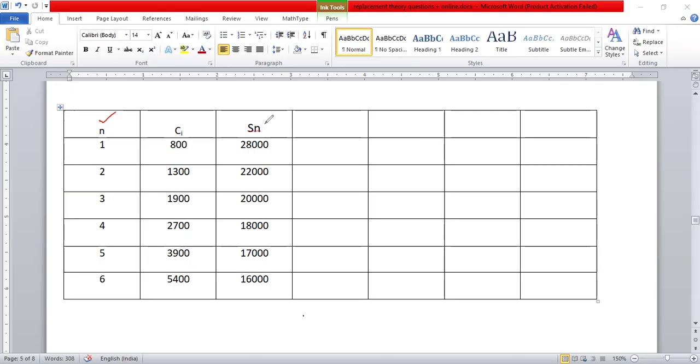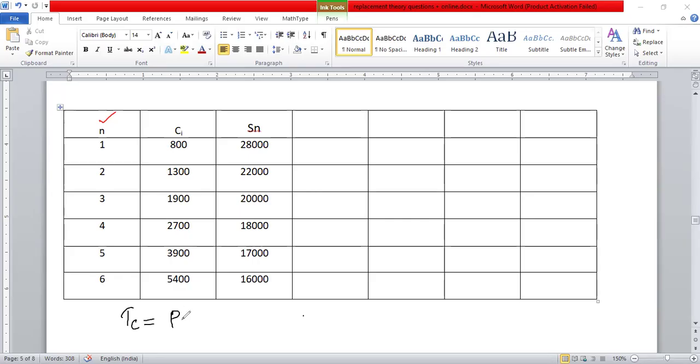Now, previously in the 2-row sum, S of n was given as only one value. But here, for 6 years, the values are given. So we are able to write it. The first one, 28,000, then 22,000, 20,000, 18,000, 17,000, 16,000.